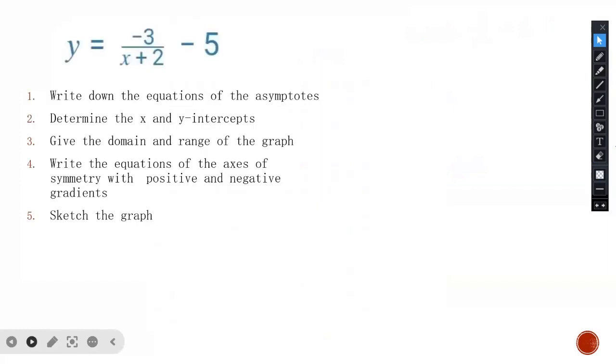We have another one. It says y is equal to negative 3 over x plus 2, and then minus 5. Number one says write down the equation of the asymptote. We already know at this point. So x will be equal to, remember we have a positive, so it's supposed to be negative 2. And then y is going to be, I'm simply going to take it exactly as it is, negative 5.